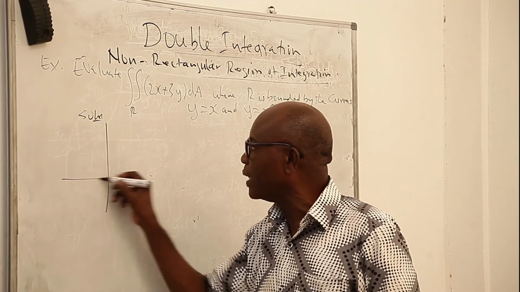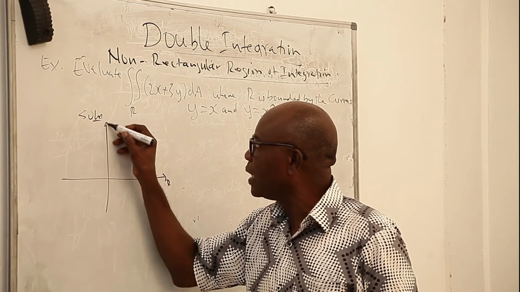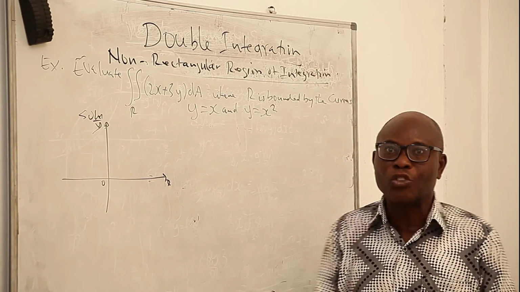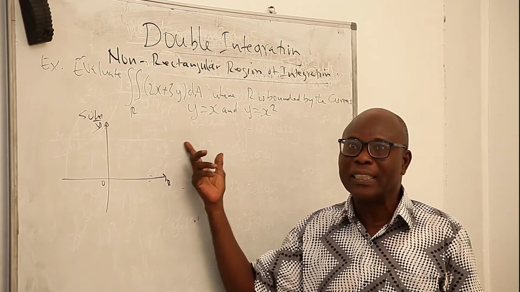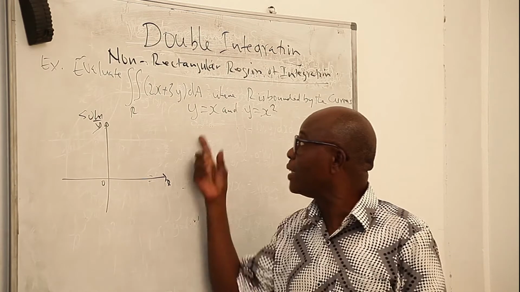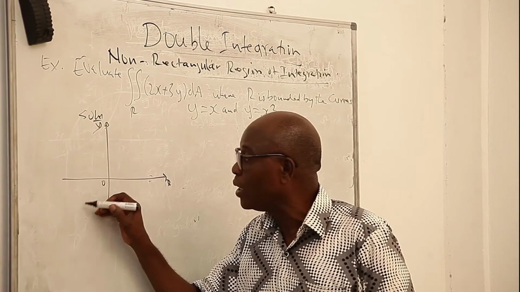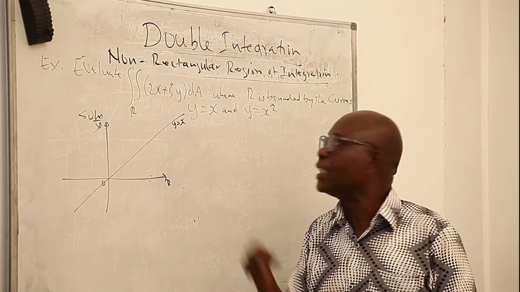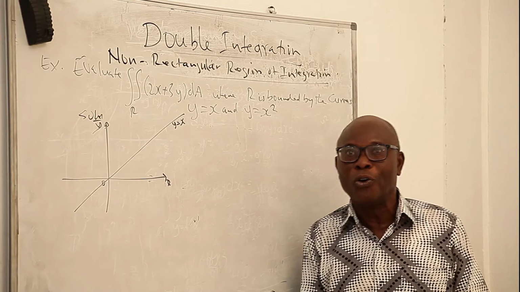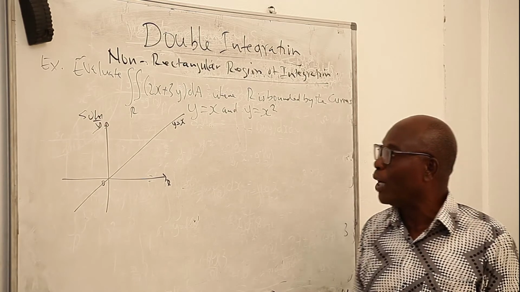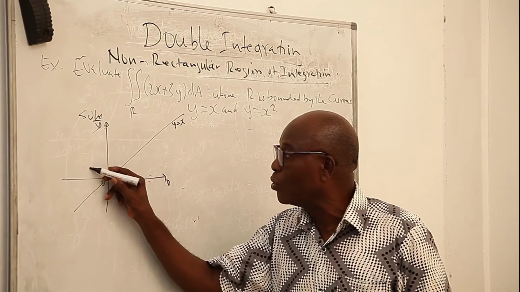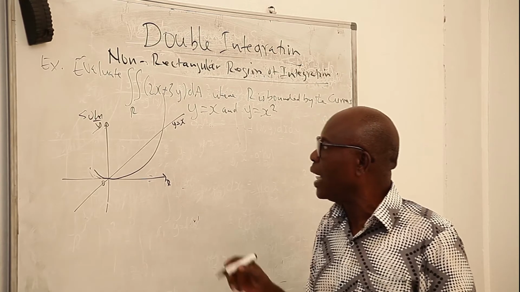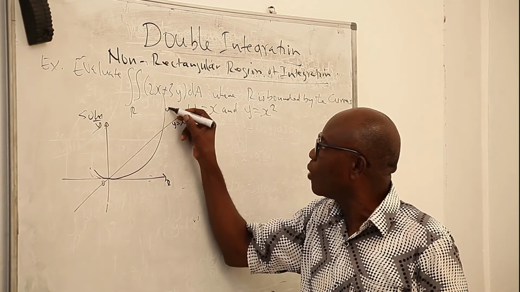So if you have the x-axis and the y-axis, the line y equal to x is a straight line with a positive gradient, and so it goes through the origin. And then this curve, y equal to x squared, we all know is a parabola. And so the parabola also passes through the origin. It's a curve, a parabola which goes like this, y equal to x squared.